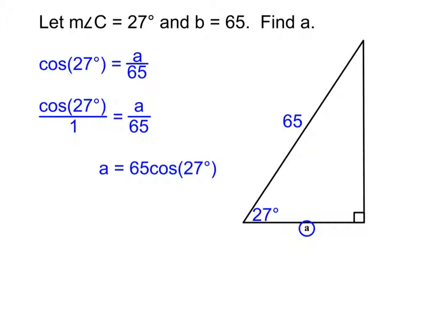I can now calculate it. Notice in this case, I don't have to do any extra division because after multiplying, a was by itself. So I can now just do 65 times cosine of 27, which gives me about 57.92. And we're done. That is the length of side A.